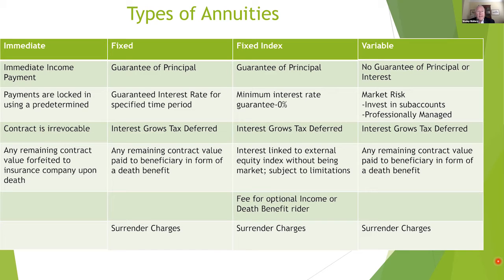Here you have market risk because inside of a variable annuity, you're investing in sub-accounts. Sub-accounts is the term used in the insurance industry, but they're mirroring mutual funds. So if a mutual fund goes up or down, so does the contract value. Like others, your interest grows tax deferred, and there is a death benefit for the beneficiary. So that's it, folks. Those are basically the 4 types of annuities.